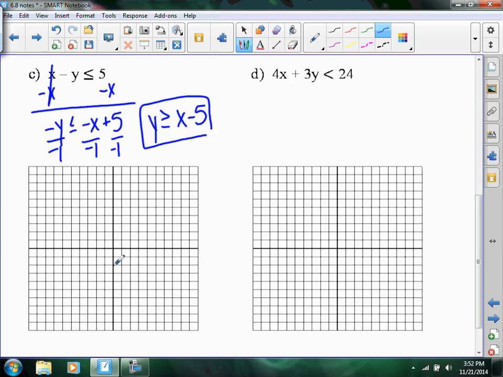So I'm going to start at -5 for my intercept. I'm going to go up 1 and over 1 for my slope. And you can make as many points as you want to make. You can make them go all the way across the graph, or you can just make a few. Then again, look at your sign to figure out if you need a solid line or a dashed line. We have this equal to, so I need a solid line.